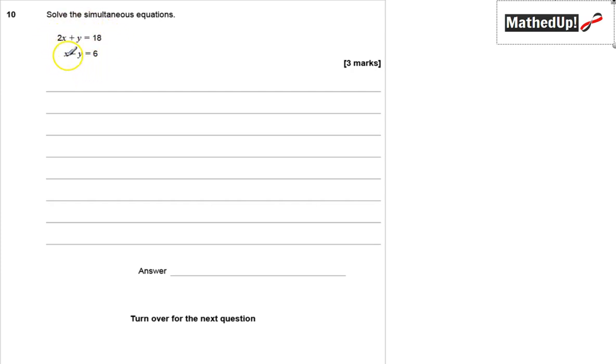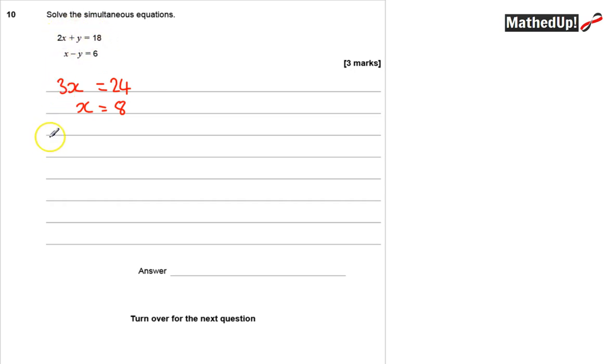So I've got 2x add x, that gives me 3x. I've got a plus y add a negative y, which gives me no y. And that equals 18 plus 6, which is 24. So if 3x is equal to 24, I know that x is going to be equal to 24 divided by 3, which is 8. I now know x is 8, so I can substitute that into one of the equations.